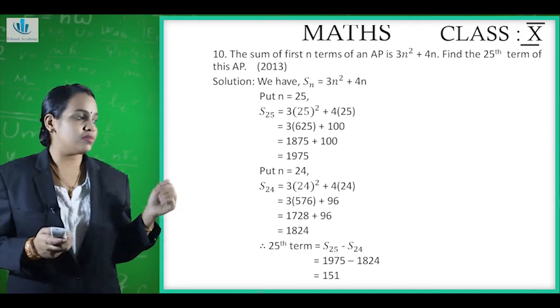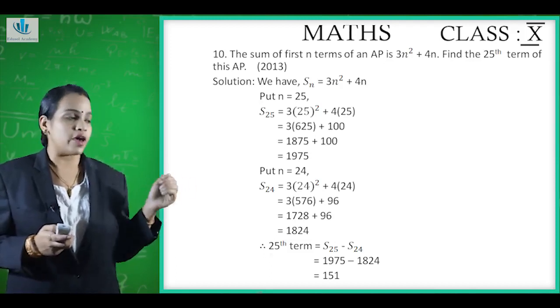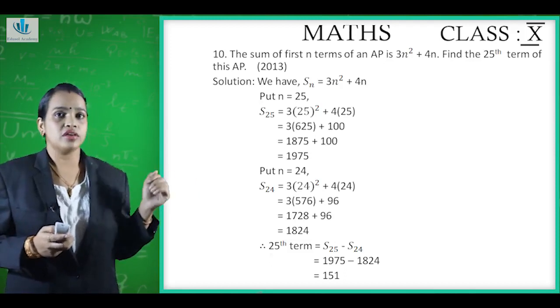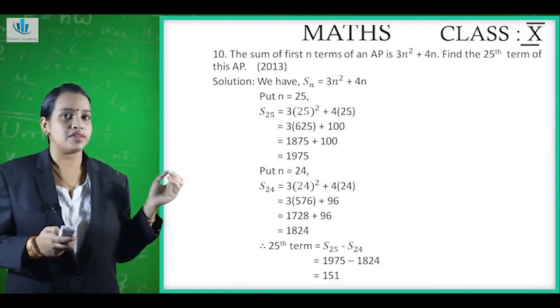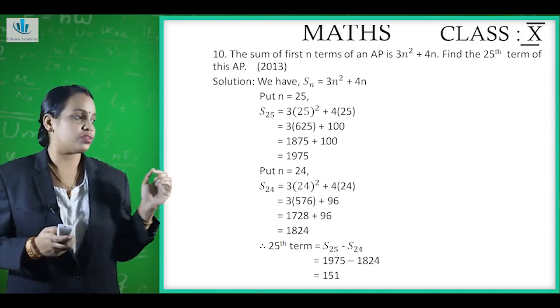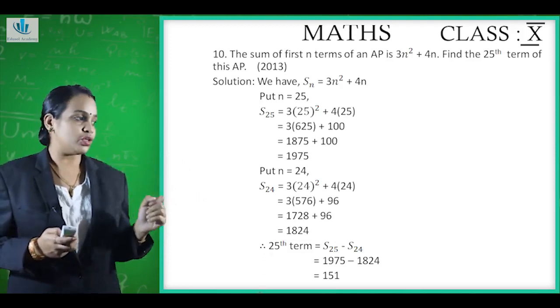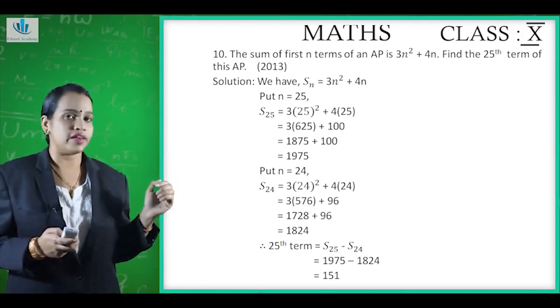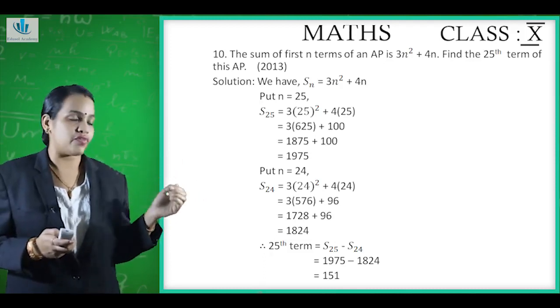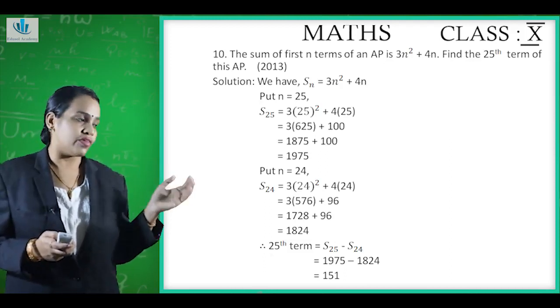So it becomes S25 is equal to 3 into 25 square plus 4 into 25. Therefore 25 square is 625, and 4 into 25 gives 100. So 3 into 625 plus 100 is equal to, 3 into 625 gives 1875, plus 100, which is equal to 1975.